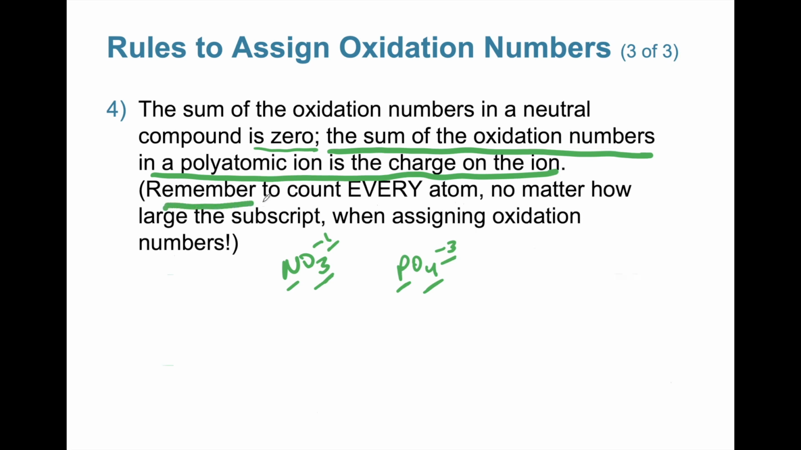And so remember to count every atom, especially in the polyatomic, no matter how large the subscript, when assigning oxidation numbers. The other way to do it too is, like I said, if you have the formula, you can also figure out what the oxidation number is. Or, just one more time, each individual oxidation number, you know what it should be from the periodic table because it's the same as its charge. And then when you combine them together, that's how you get the overall charge of the polyatomic ion, and that's also going to be the charge of the polyatomic ion.